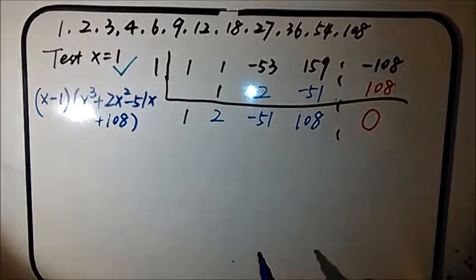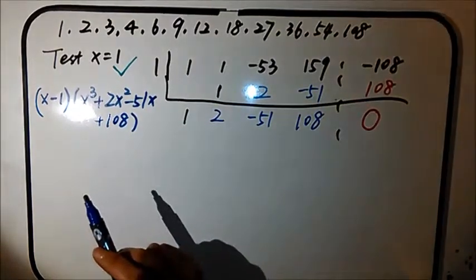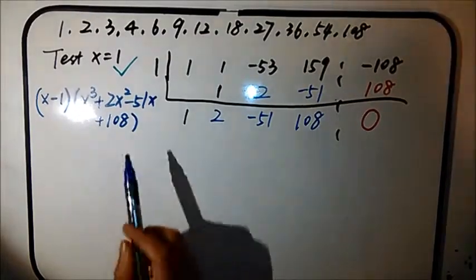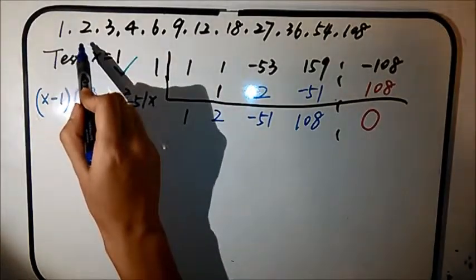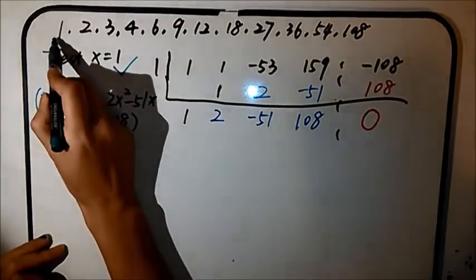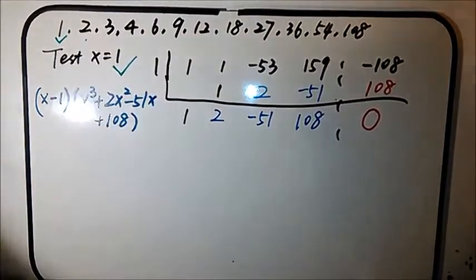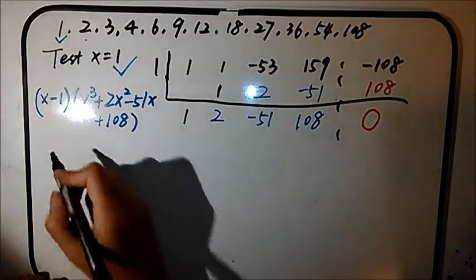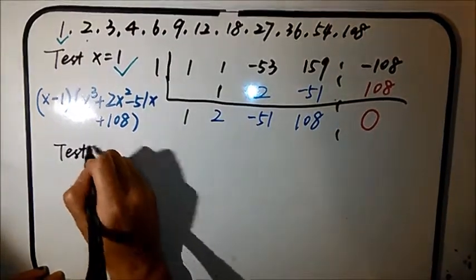Now we want to get down to a quadratic, so we're going to keep testing with the numbers there on top. We already tested x equals 1, so that crosses out. We're going to test for other numbers. So let's test x is equal to 2. Test x is equal to 2.